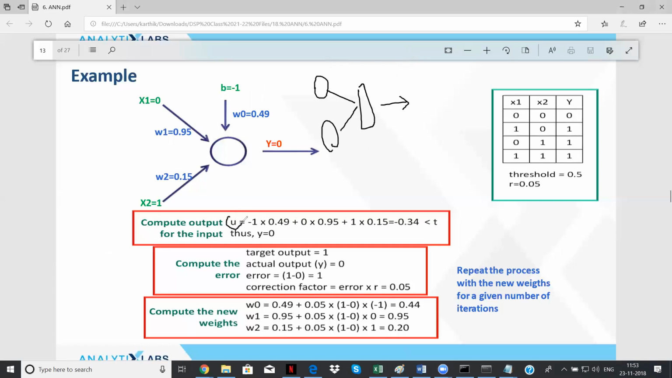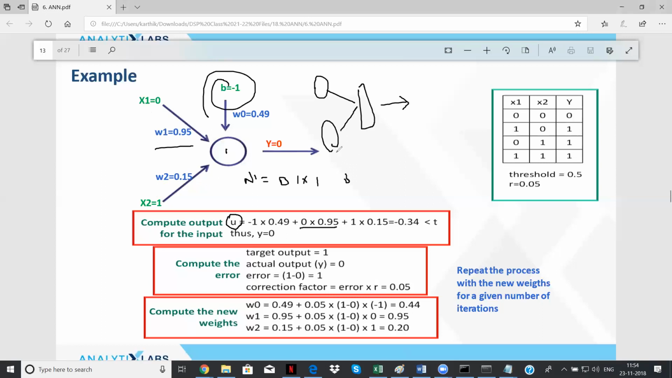Now look at this. Your output U is equal to minus 1 into 0.49, this one, plus 0 into 0.95. So let's say first, how do you get this equation here? We'll get n1 is equal to beta 1 x1 plus beta 2 x2, right? So how do I get it? 0.95 into 0 plus 0.15 into 1. So I got n1 is equal to 0.15.